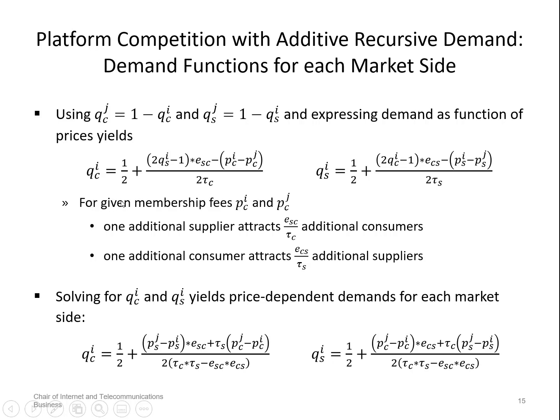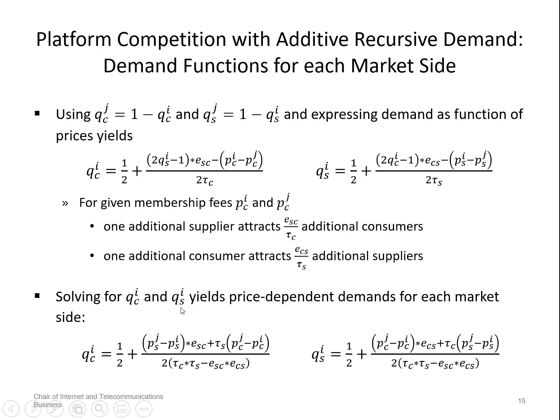What can we see? For given membership fees P_i^C and P_j^C, an additional supplier attracts e^SC additional consumers. So, on the consumer side, an additional supplier attracts e^SC times tau additional consumers, and similarly one additional consumer attracts e^CS times tau^S additional suppliers. This can also be seen here.